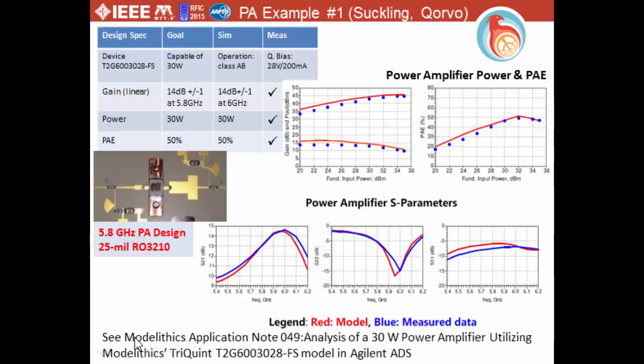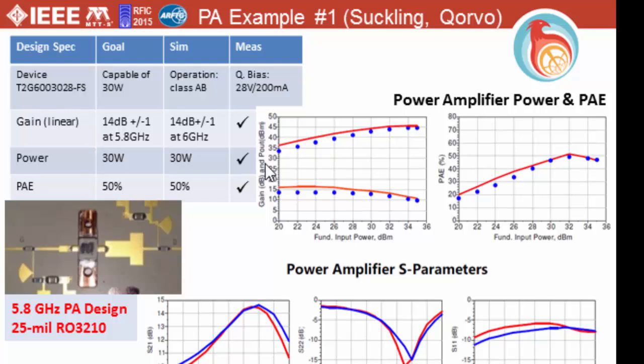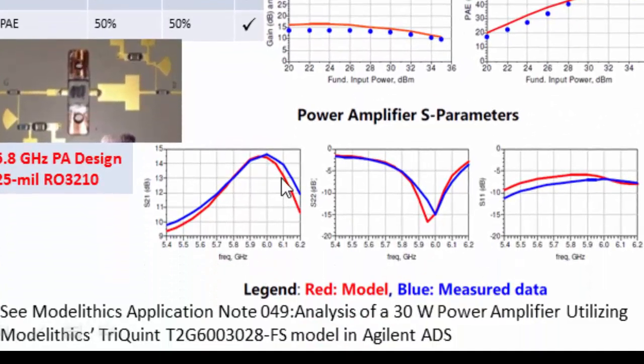We'll go on now to present three examples. In the first example, a PA design, this is a 5.8 gigahertz design. It was designed by Charles Suckling of Qorvo, fabricated and built by Modelithics, and compared to measured data. On the top right, we see power, Pout versus Pin, gain, and efficiency. The measured data is the symbols and the model is the line. And on the bottom plots, we see the red curve is the model data and the blue curve is measured data.